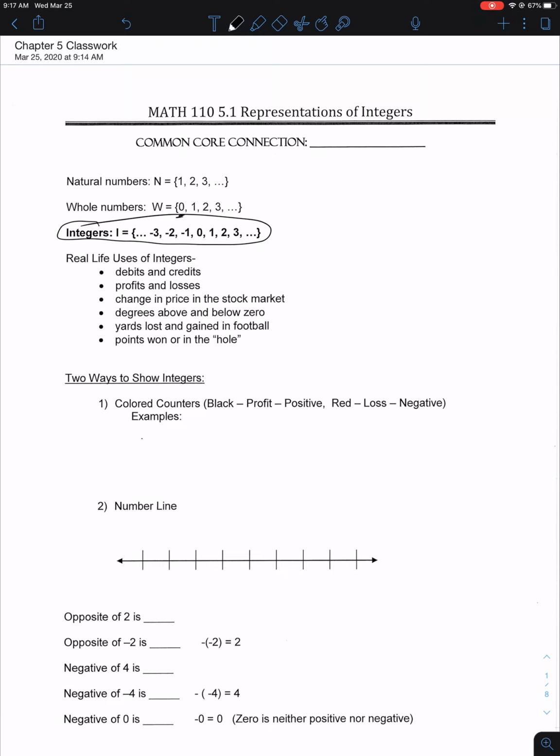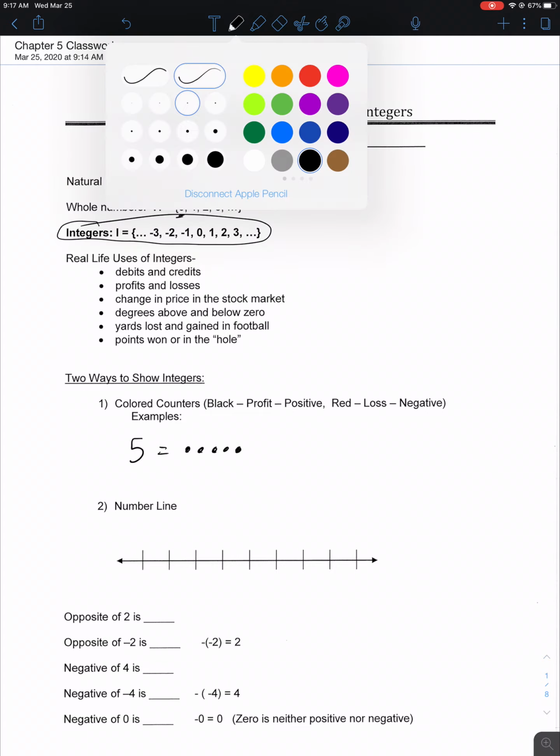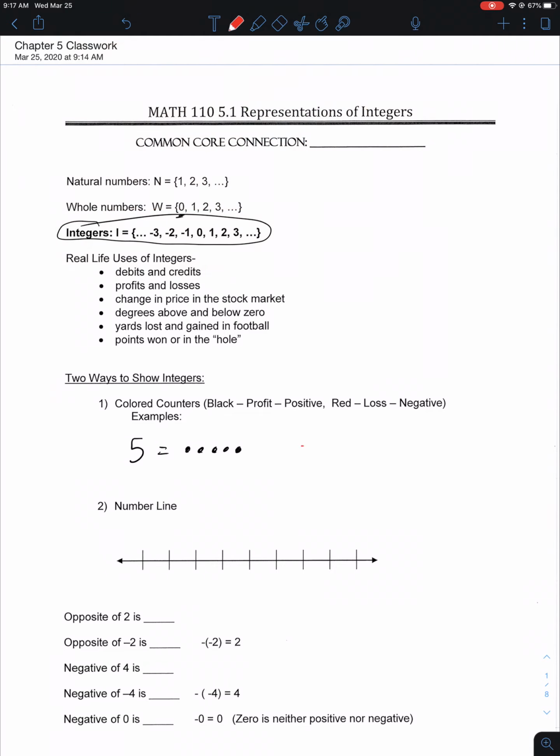For example, if I wanted to represent the number 5 in terms of colored counters, I would just do 5 black dots. But if I wanted to represent the number -3, then I would get 3 red dots. This would be a good chance for you to get your colored pencils out, or if you didn't have colored pencils, come up with some kind of shape so you know which one's positive and which one's negative.